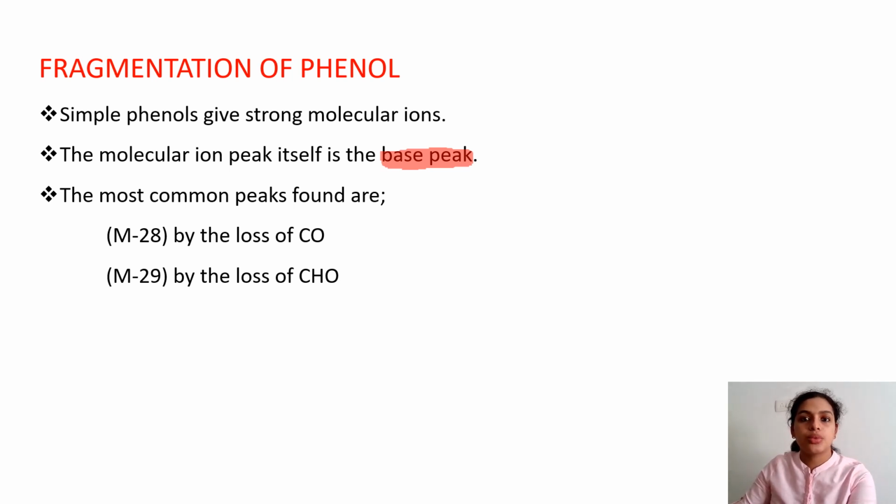And there are two other main types of fragmentation: an M-28 peak and an M-29 peak. M-28 is obtained by the loss of carbon monoxide and M-29 is obtained by the loss of CHO. Okay, so let's see the fragmentation pattern of phenol, and how these two peaks are obtained.